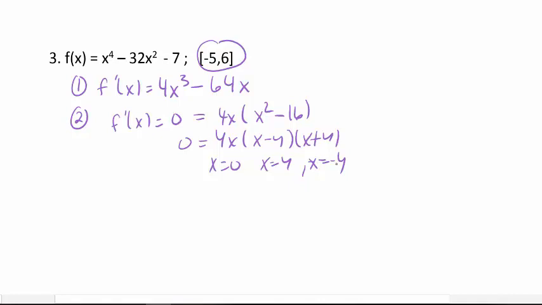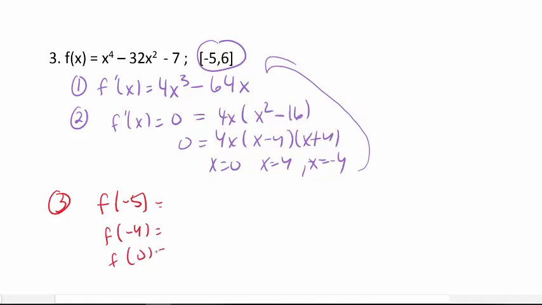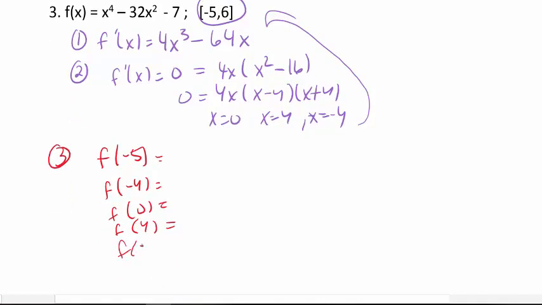Look up at my domain. But again, that's why I think it's helpful to go ahead and list them in order. This would be f of negative 5, negative 4, f of 0, f of 4, and f of 6. And again, I'm going to calculate this using my calculator, plugging it back into the original function, because that's what's going to give me the max or min y value when I plug it back in. This is an endpoint. This is an endpoint. These three are critical numbers.